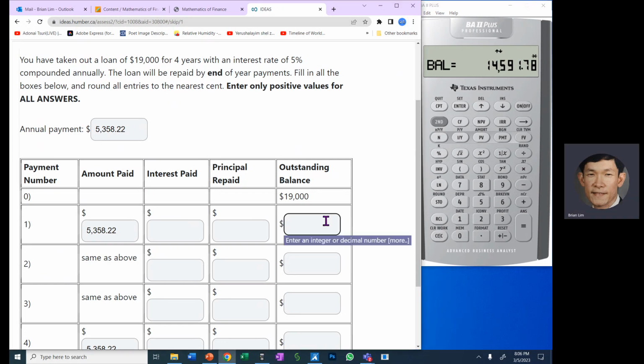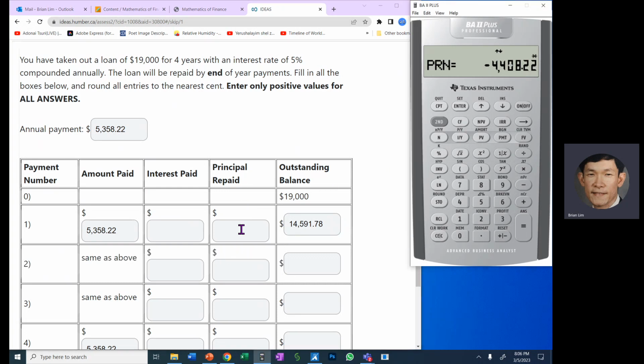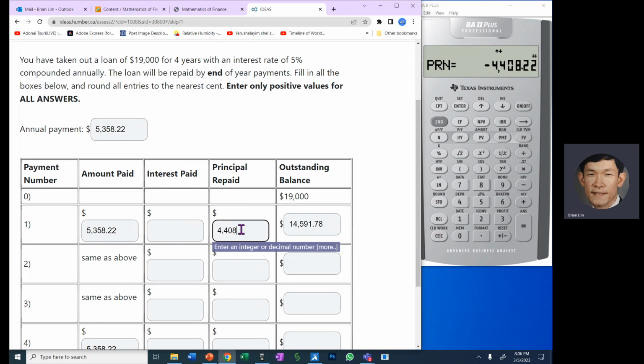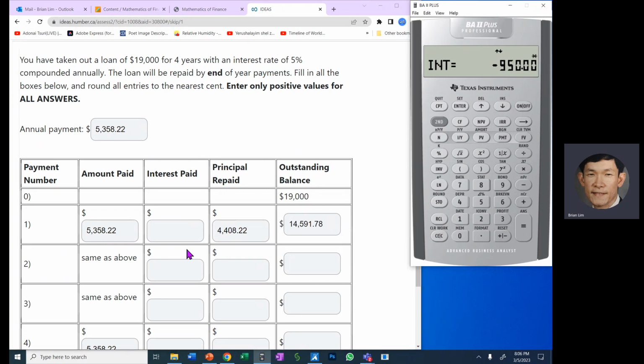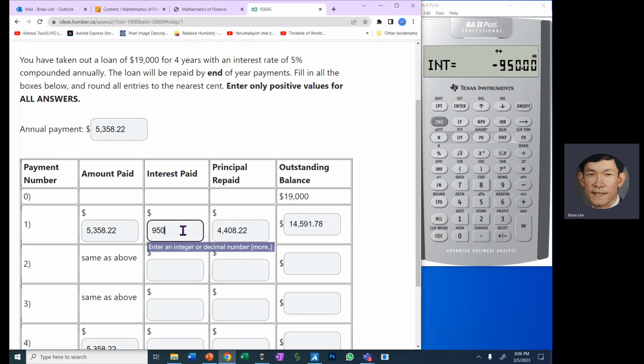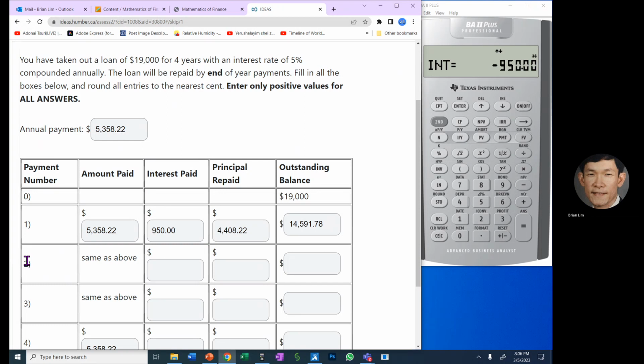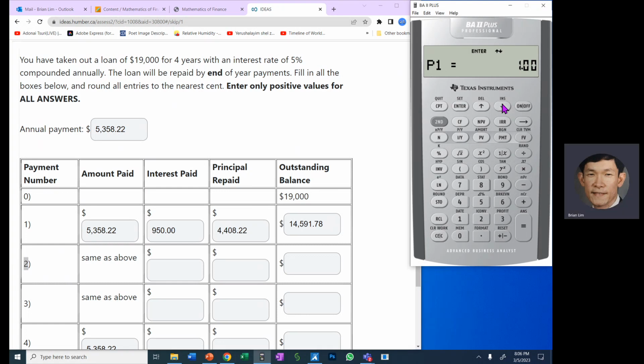Now here's the balance. The balance is $14,591.78. That's the number that goes in here, the outstanding balance. The principal repaid is $4,408.22. That's the number that goes in there. And the interest is $950.00. Okay, so that is payment number 1. Now we go to payment number 2. And here we are. So P1 is 2. And P2 is also 2.